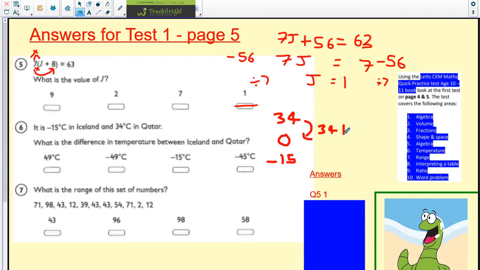And to that, I'm going to add, from getting from 0 to minus 15 is another 15. So I'm going to add 15. So my answer is 34 plus 15, which gives me, if I put it in there, I'll try it underneath, 49 degrees. Sorry, 49 degrees.